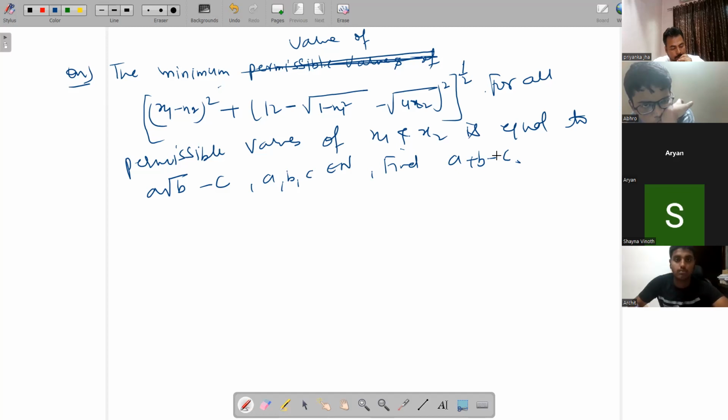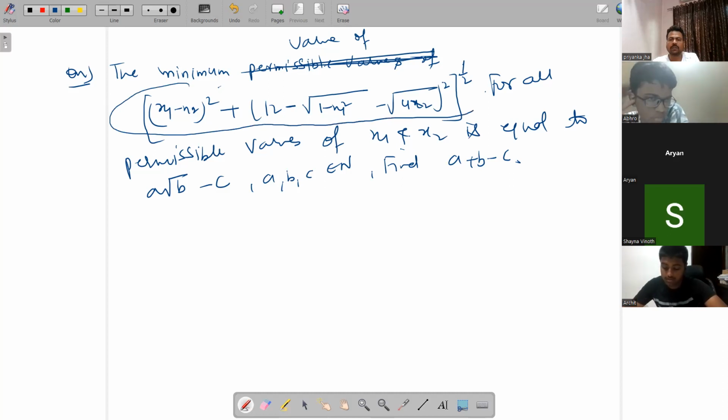So what do they mean? Permissible values for X1 and X2 is equal. Wherever X1 and X2, this expression should be defined. It's the same for both. Same for both means, A root B minus C is for both X1 and X2. This is the complete expression. You have to find the minimum value of this complete expression.